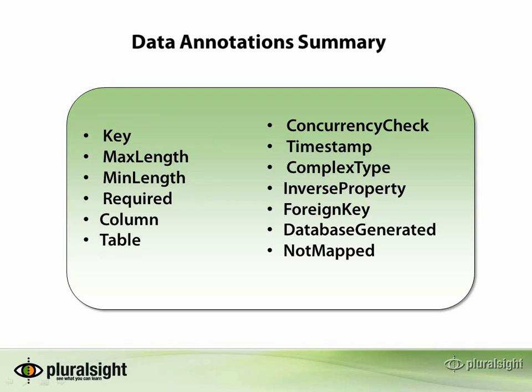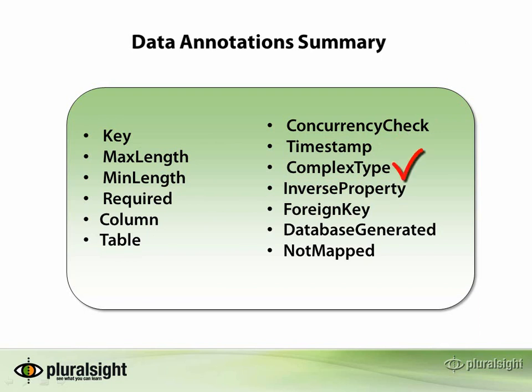Column and Table let you rename the database objects you're mapping to, as well as specify database schema, column order, and even database data type. ConcurrencyCheck and Timestamp both work with EF's optimistic concurrency support, with Timestamp helping you create a timestamp database field from a byte array property.